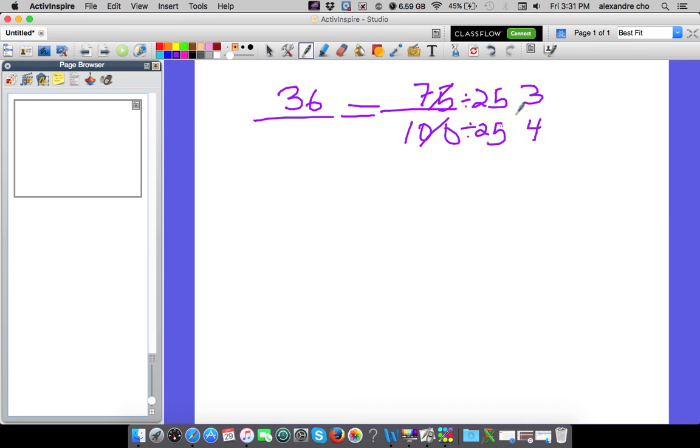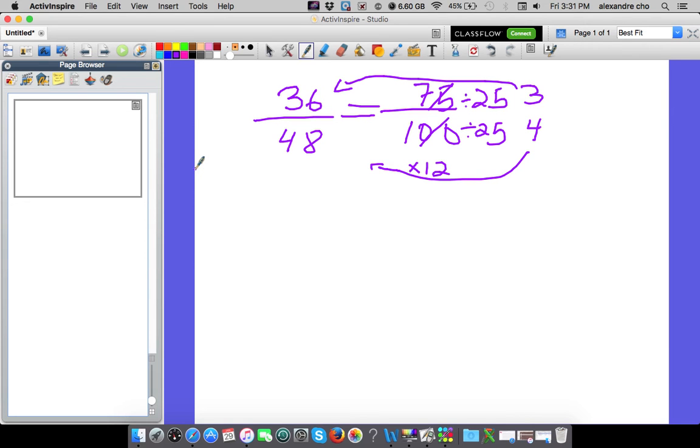Okay. So now, is there a relationship between 3 and 36? Yes, there is. It's times 12. So at the bottom will be times 12 for a total of 48. So how many cookies were in the bag to begin with? 48. And that's the answer.